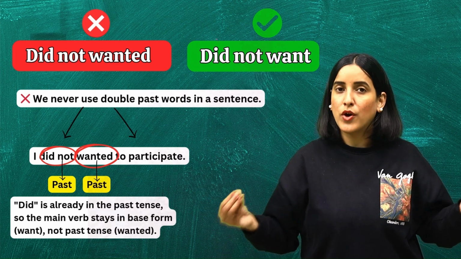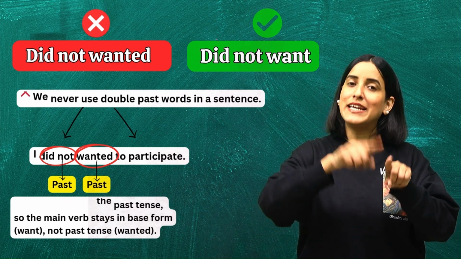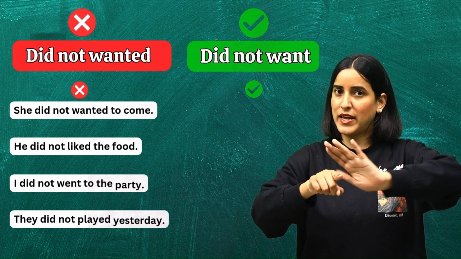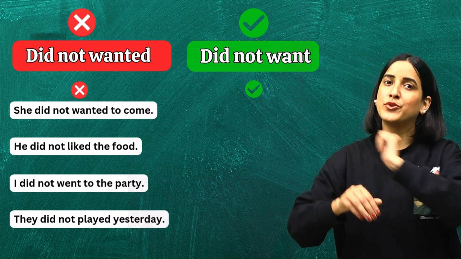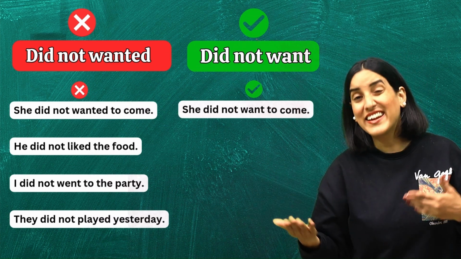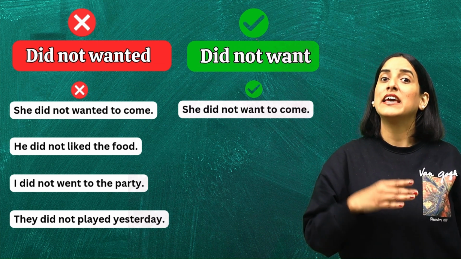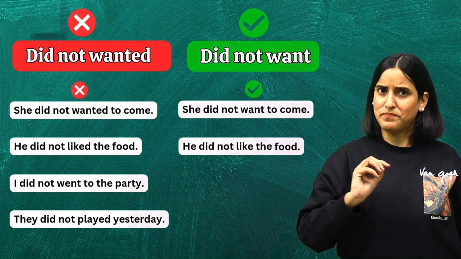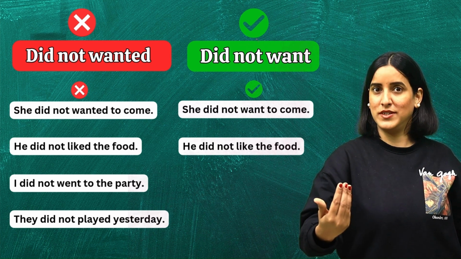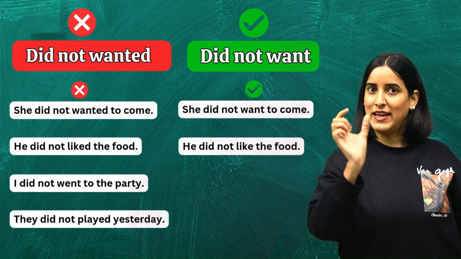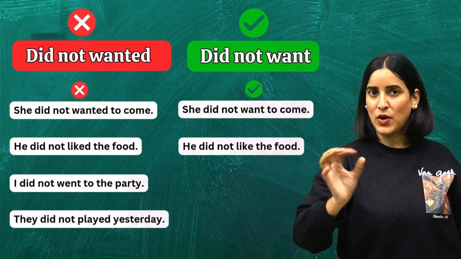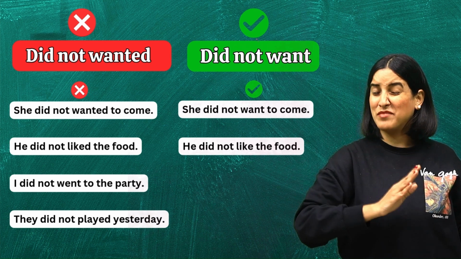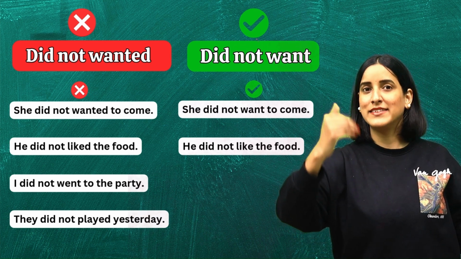Like she did not wanted to come. No, say she did not. I've communicated about past. She did not want to come. He did not liked the food. No, again, say he did not like the food. Okay. I liked the food. Correct. Like, ed I've added. Now it communicates about past, but when I am adding did not, I let the ed go.